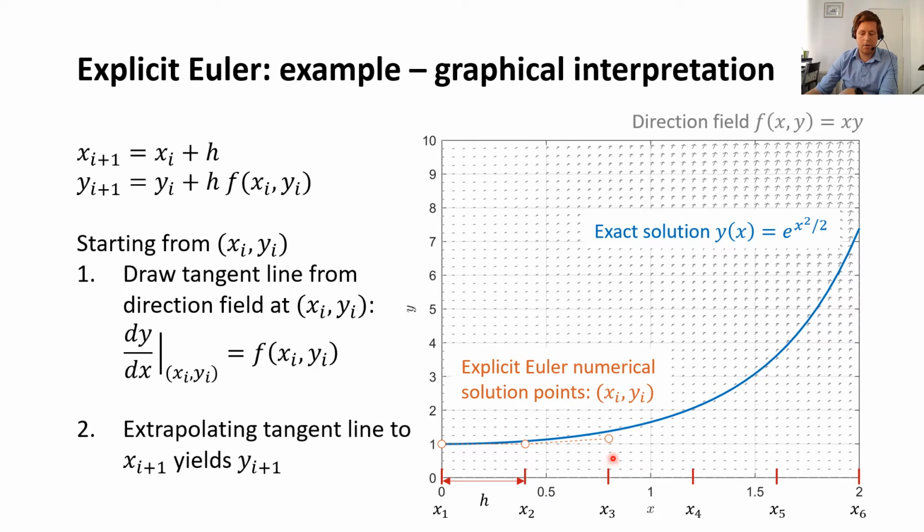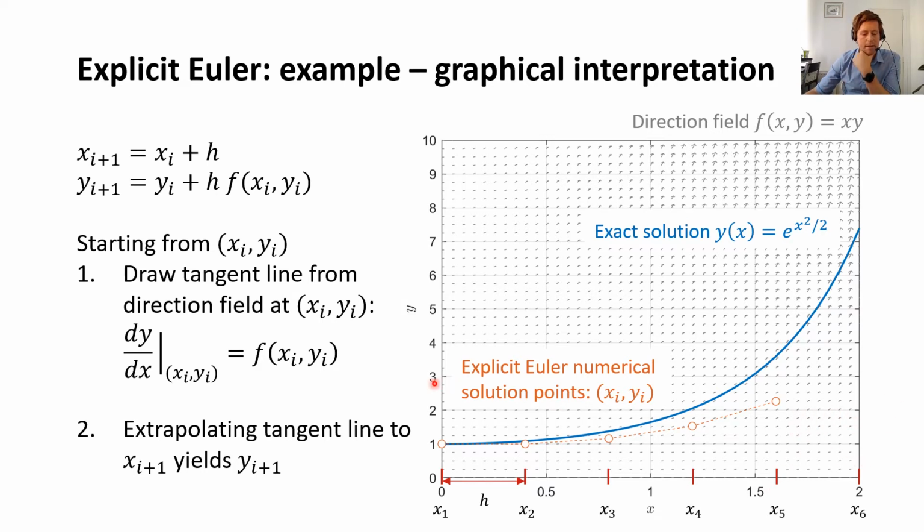So again, here in this orange point, we evaluate f, which gives us the slope of this line here. And then we extrapolate that line up until 0.8 plus 0.4 is 1.2. So our new solution is over here. And we continue doing so until we reach the end of the interval.